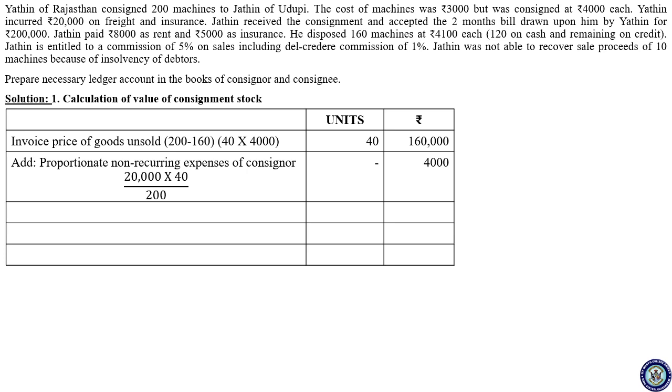So 20,000 is a non-recurring expense incurred by the consignor. That is on 200 units. But we are calculating it for 40 units. So for 40 it is how much? So cross multiplication. So we'll get 4,000.